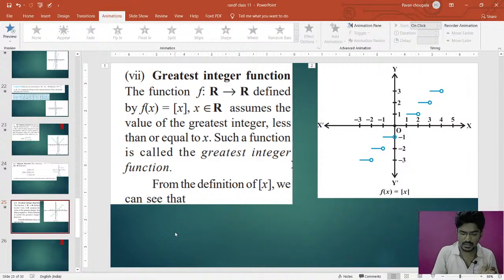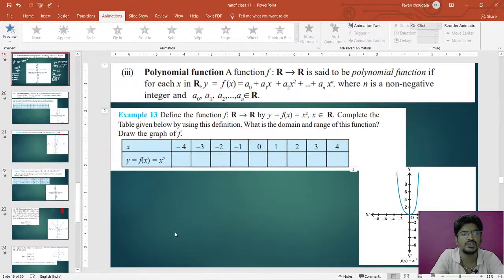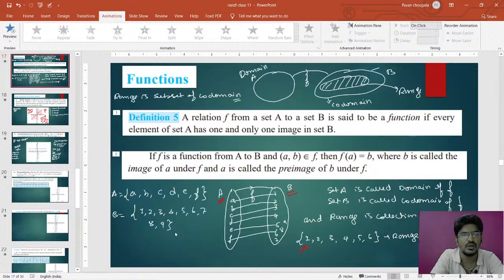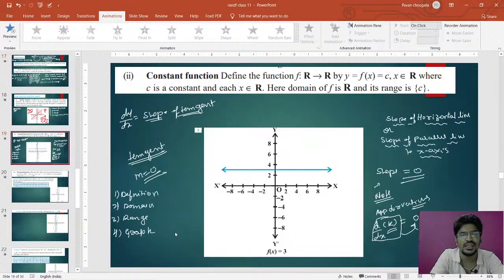So we can begin our class with our topics where we have left yesterday. Clear? So yesterday we have covered some very important topics about functions. Identity function and constant function are over. So now we have to go for the next function.